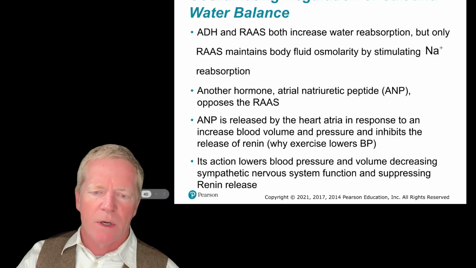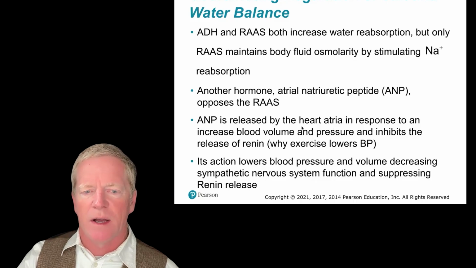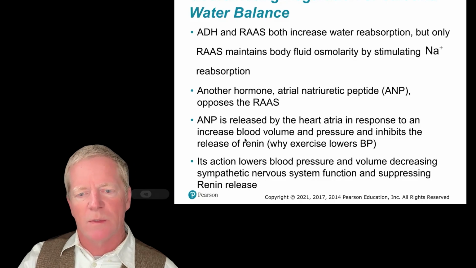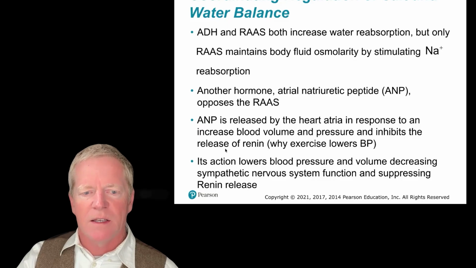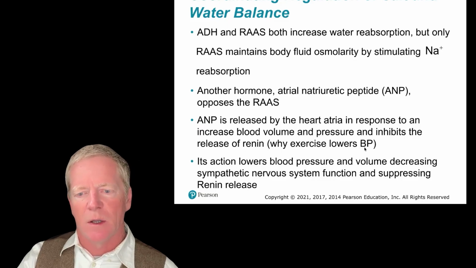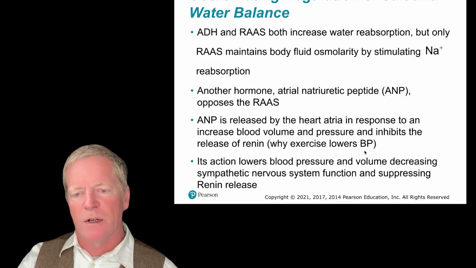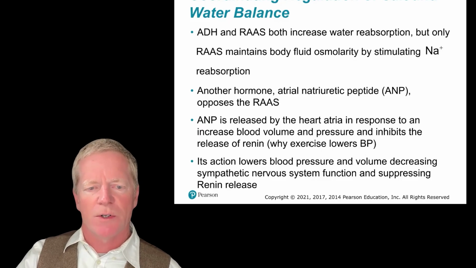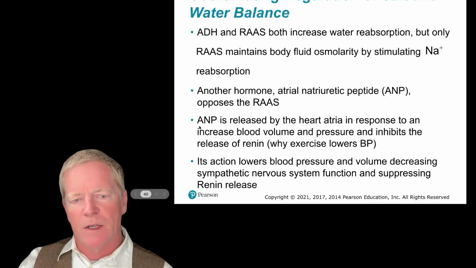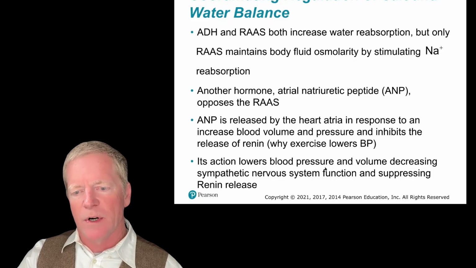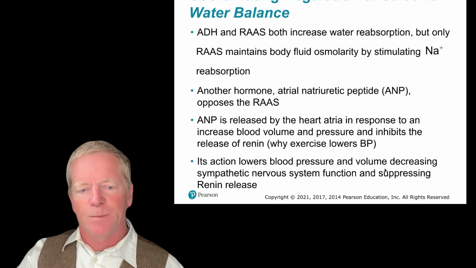Atrial natriuretic peptide is released by the atria of the heart in response to increased blood volume and blood pressure. This is why exercise results in lower blood pressure. So lower blood pressure after exercise occurs because the heart atria are working hard and releasing atrial natriuretic peptide, which helps you lower blood pressure by releasing extra sodium from the kidneys.